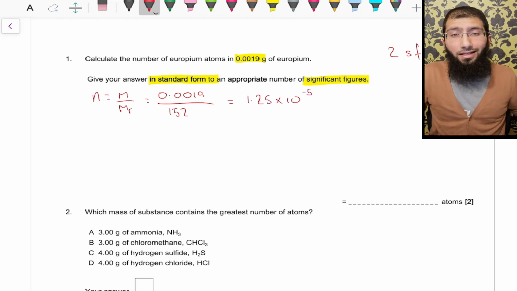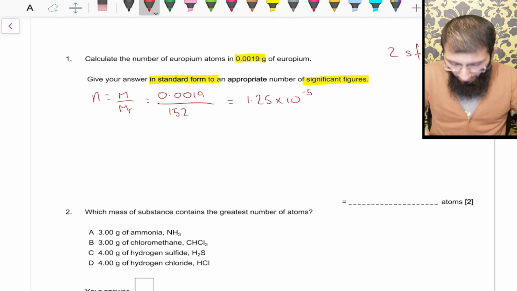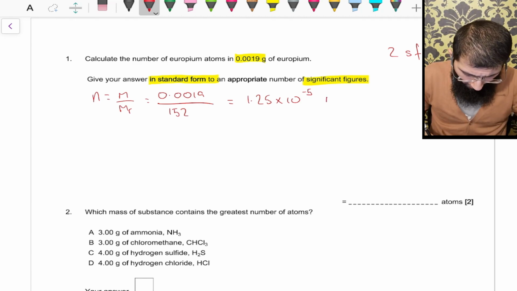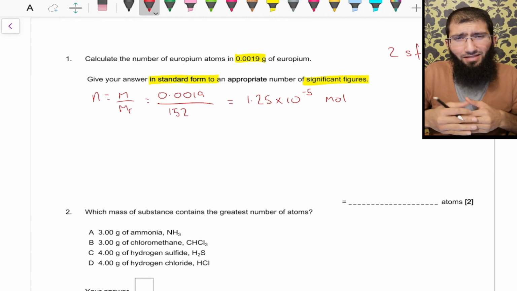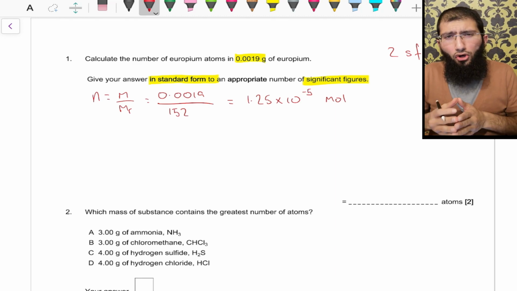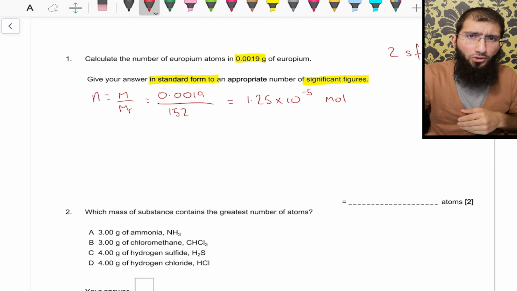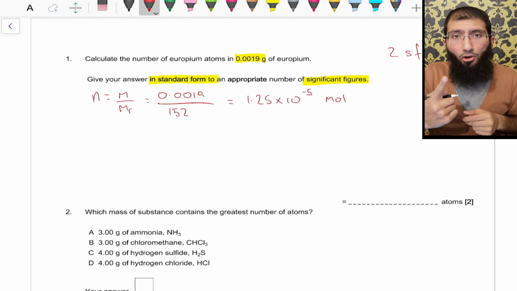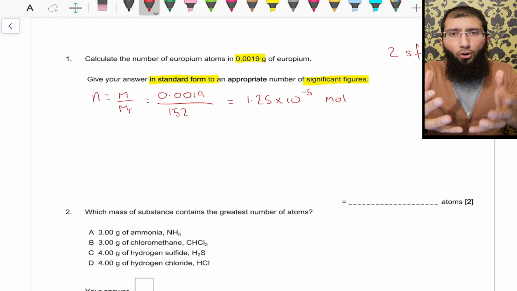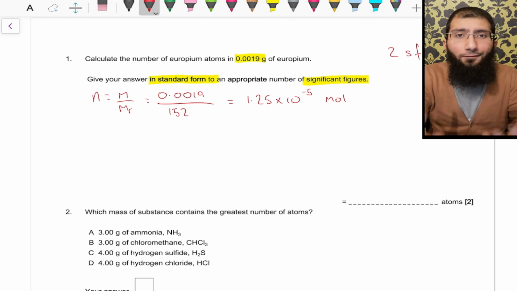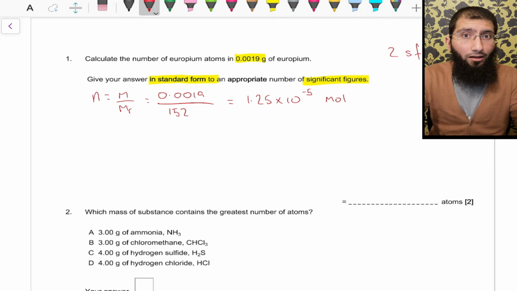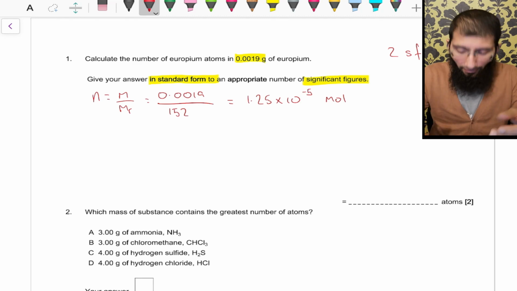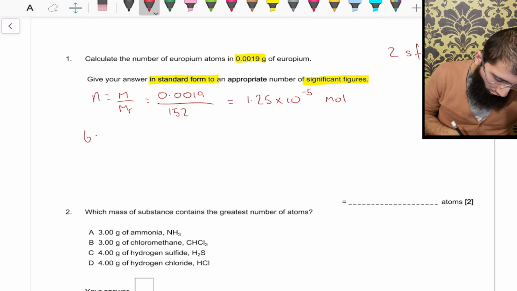Now what I've just calculated here is the moles. So I'm going to write down the units of this, so mole. But this isn't what the question asked. It's asked me to calculate the number of atoms. So how do I go from moles to atoms? Well, you have to remember that a mole is just a defined number of atoms. Just like a dozen is synonymous with 12, the mole is synonymous with 6.02 times 10 to the 23.